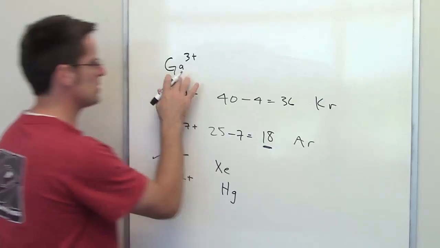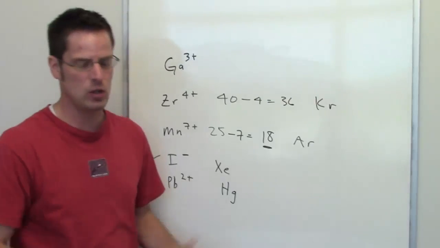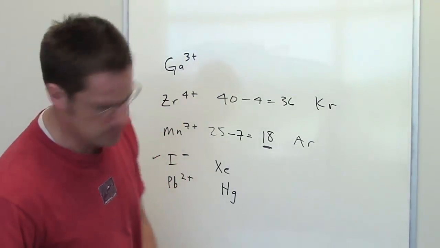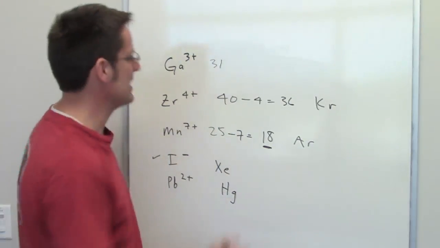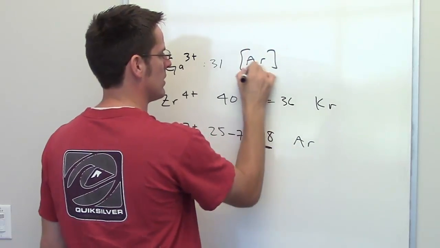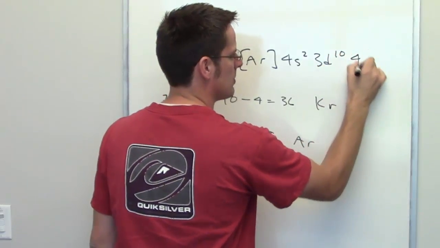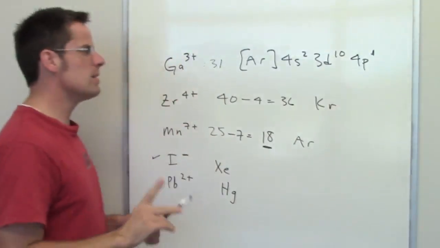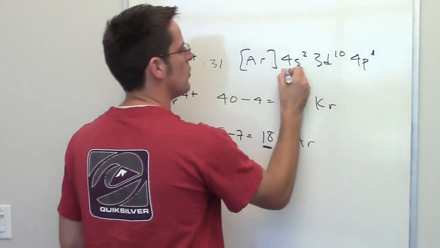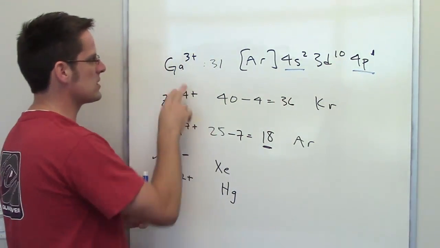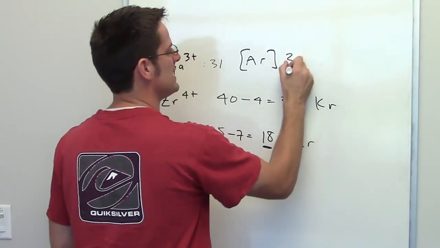I wanted to end with this one, gallium 3+, and the reason is because I frankly think that one is the most confusing and difficult of this lineup. Gallium is element number 31 on the periodic table. Its condensed electron configuration is argon, 4s2, 3d10, 4p1. Now gallium is going to lose these 3 electrons from its outermost shells, these 4 orbitals. So what that means is that gallium 3+ has an electron configuration of argon 3d10.